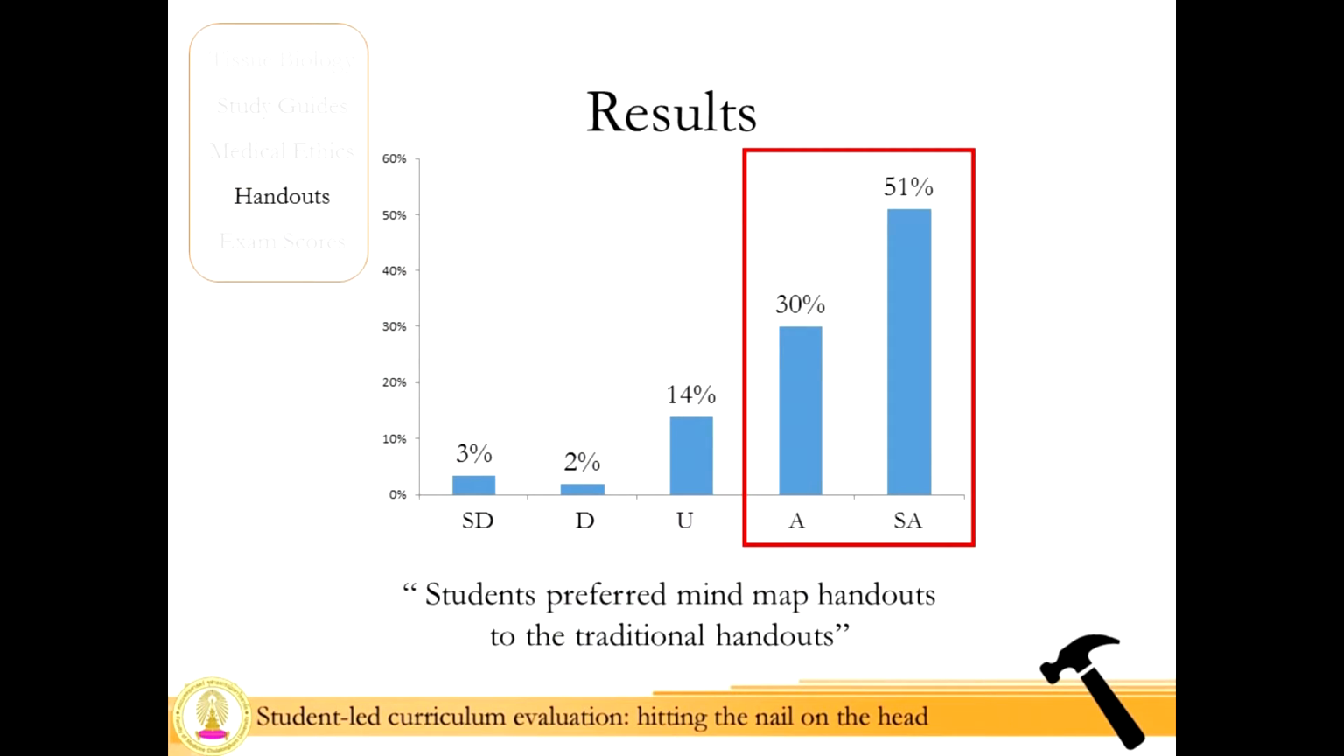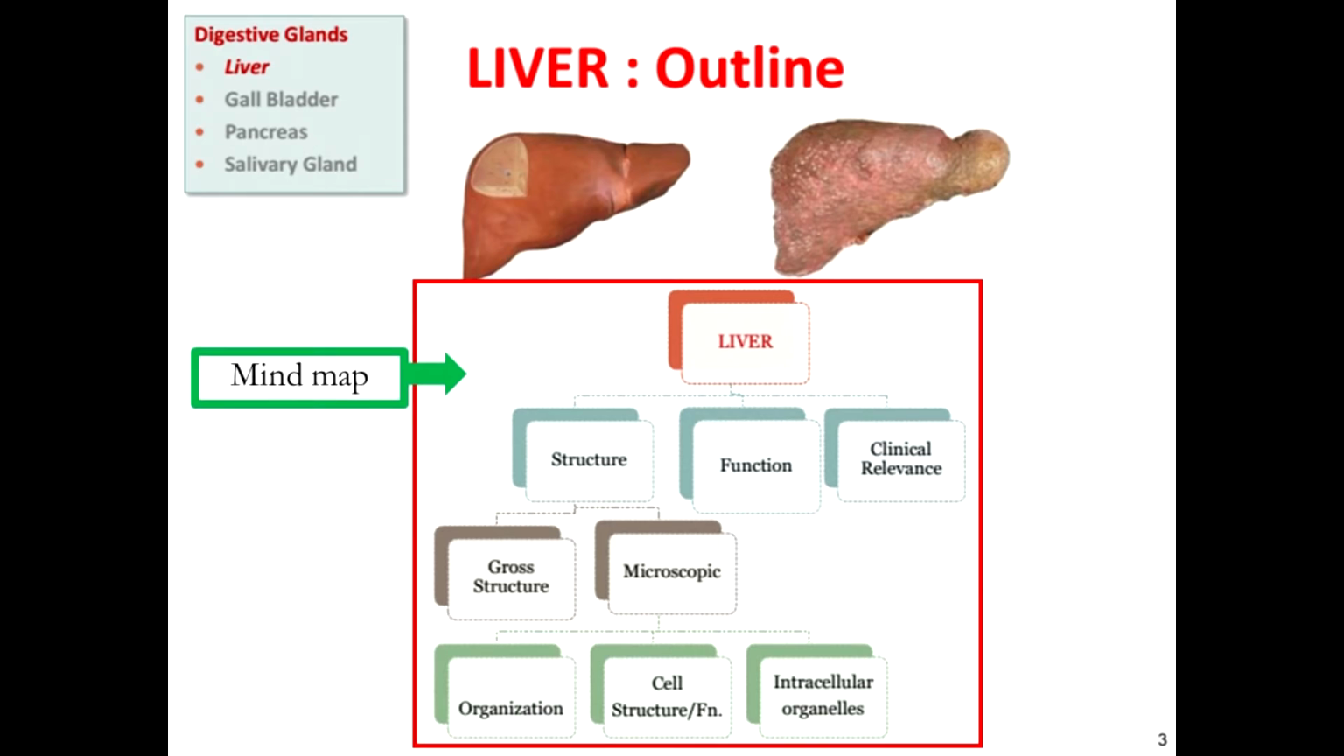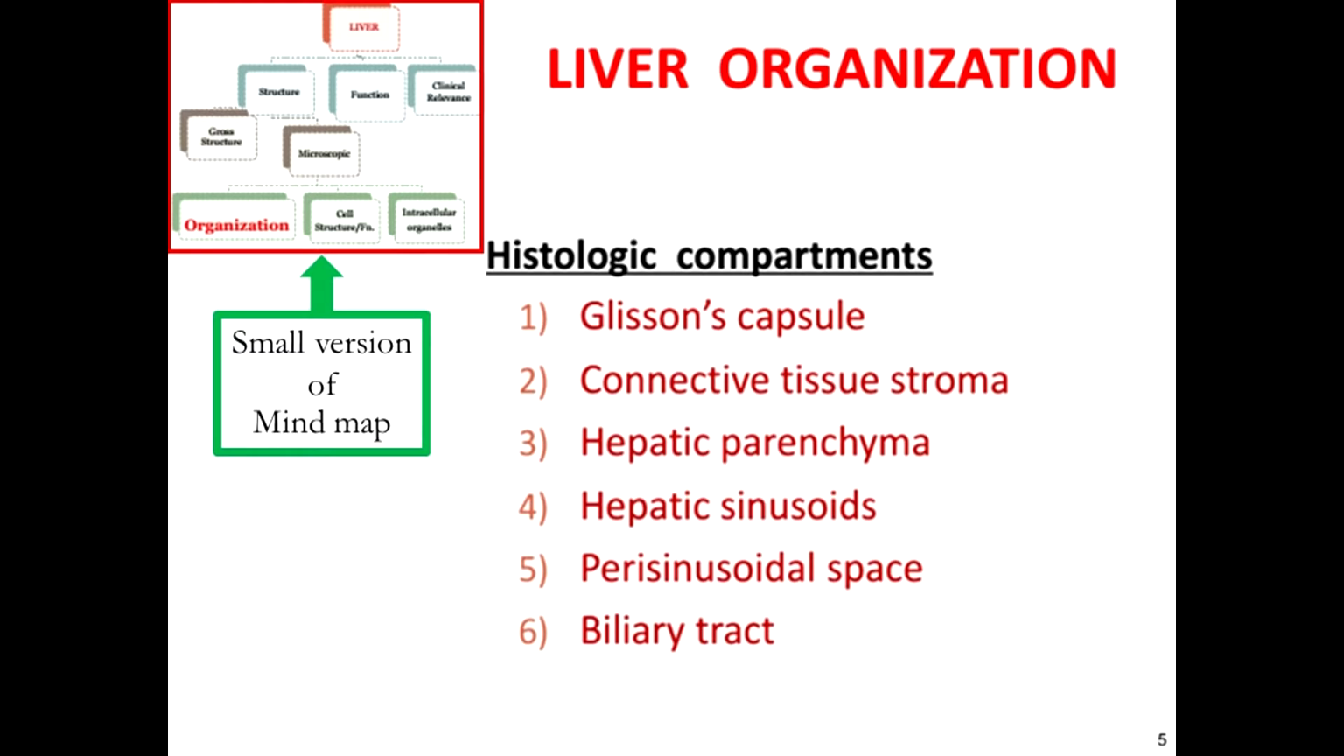Another similar example is the idea of having mind map handouts. 30% of the respondents preferred, and 51% strongly preferred, mind map handouts to the traditional handouts. Here is an example of what we are talking about. A mind map summarizing the overview of the lesson is put on the first page. In addition, a small version of the mind map will also be put on each of the following pages to ensure that students can follow what the teacher is lecturing.